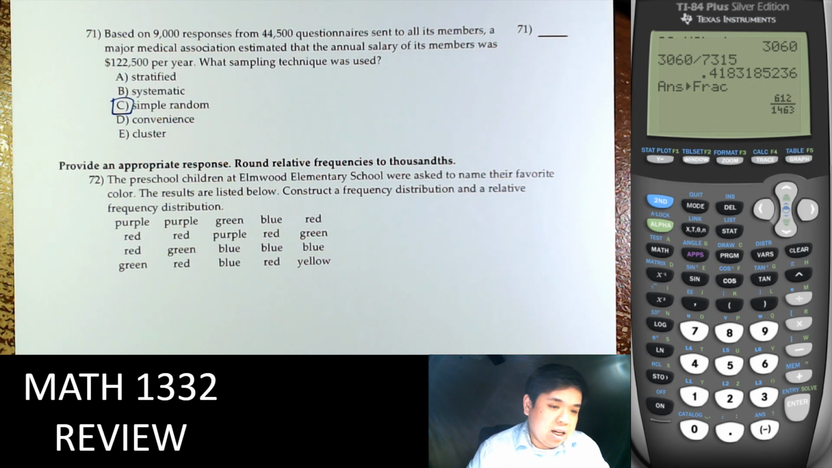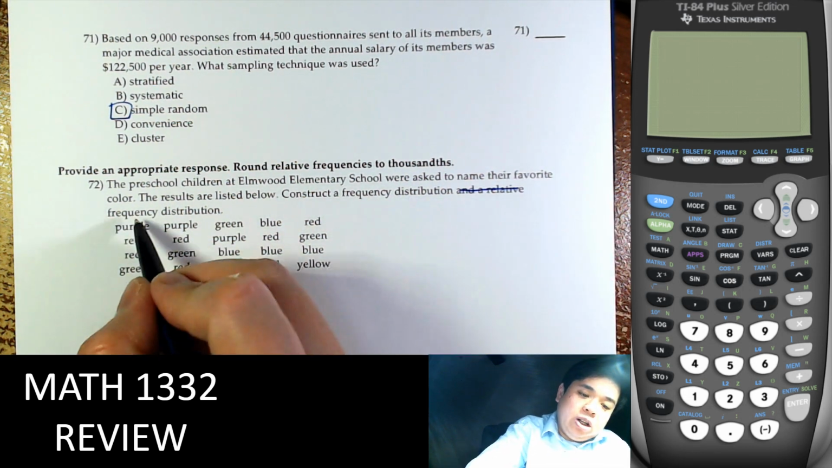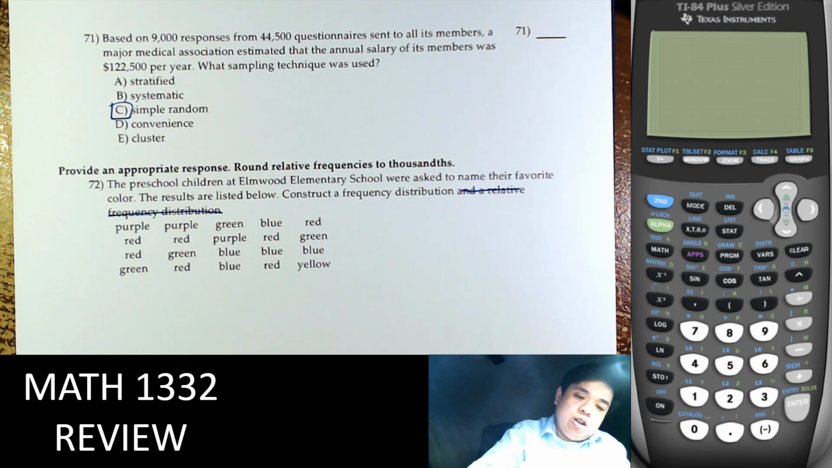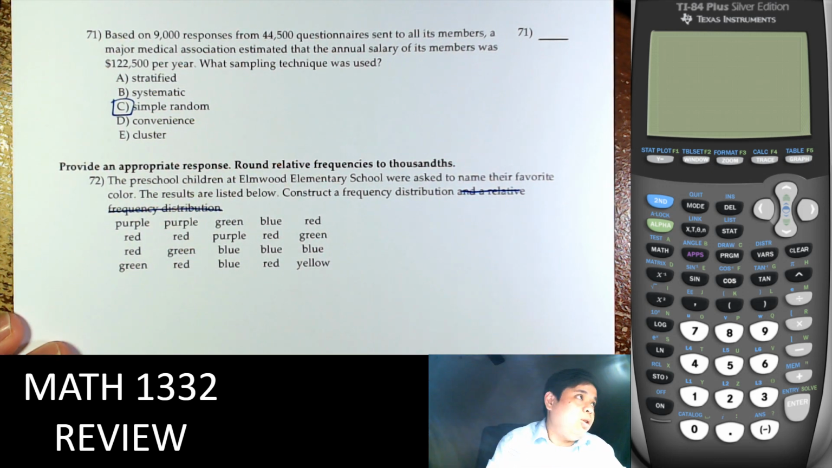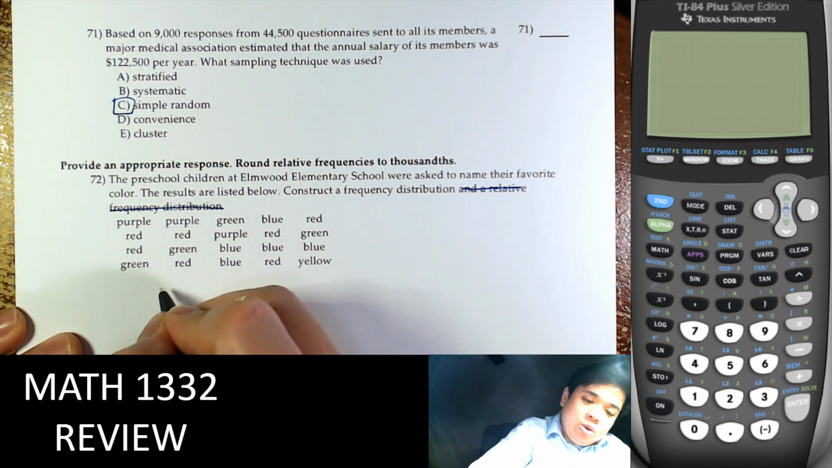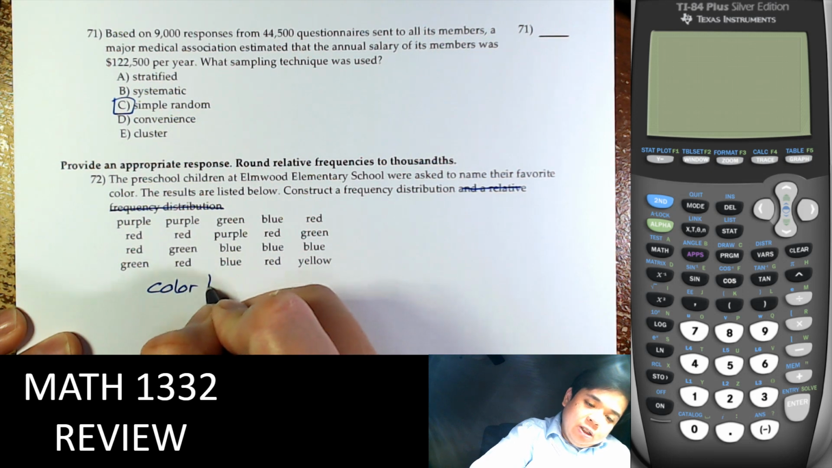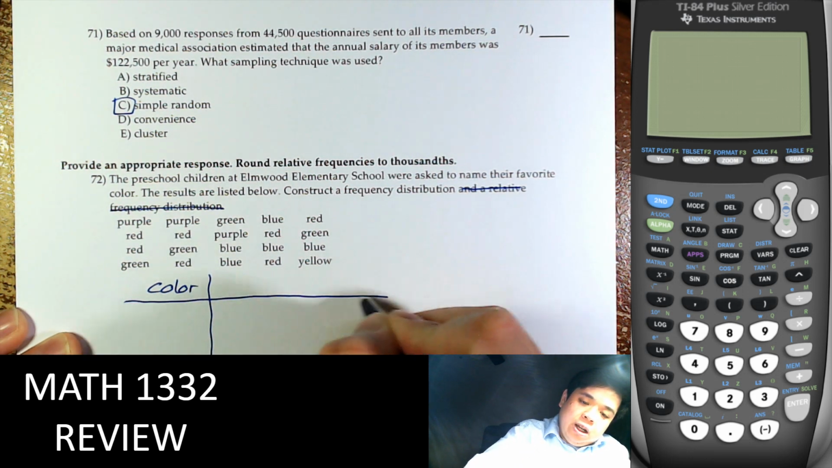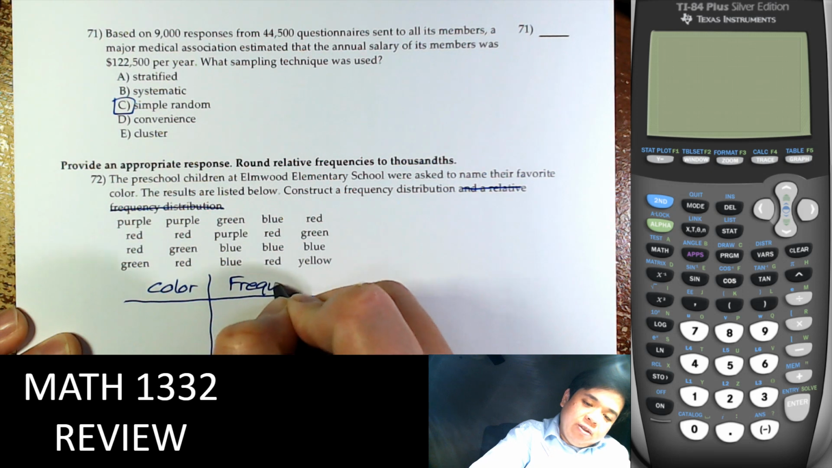Right, next, the preschool children at the Good Elementary School were asked to name their favorite color. So this is what we have. Now construct the frequency distribution and the relative frequency distribution. Now we're just excluding the relative, just the frequency distribution, meaning we just count how many we have of each. Right. So we just go with the color, and then the frequency, meaning we count how many we have.